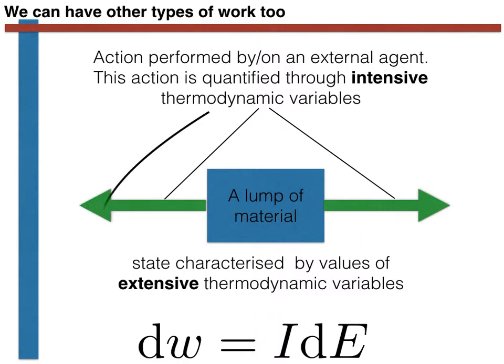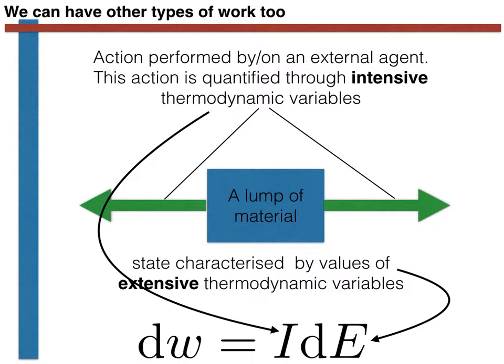Here, I represents an intensive thermodynamic variable, while E is used to represent an extensive thermodynamic variable. This expression allows us to calculate how much the internal energy changes as one of the extensive thermodynamic variables is changed. So for example, we can use this expression to calculate how much the internal energy of the system changes when the number of atoms is increased.